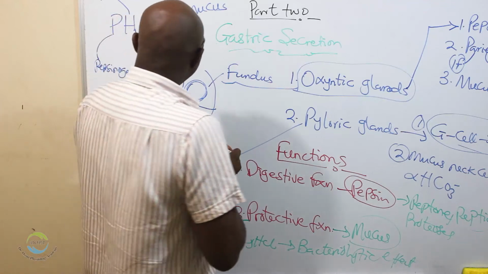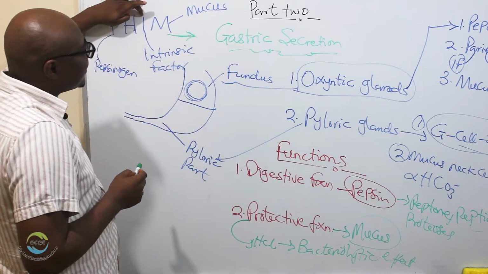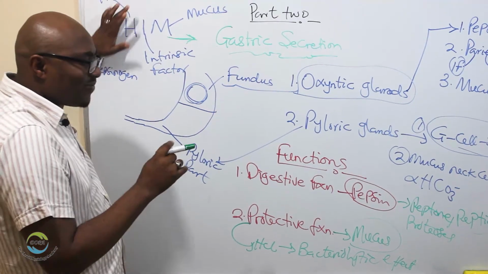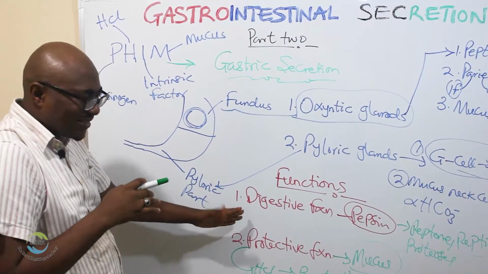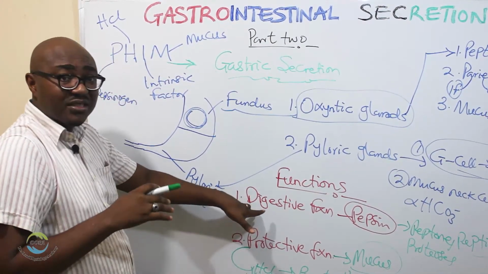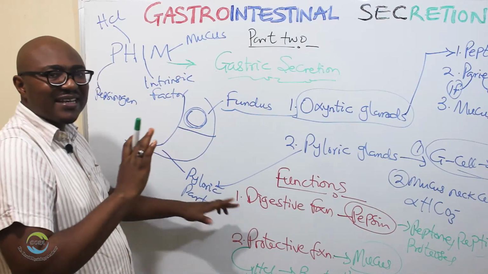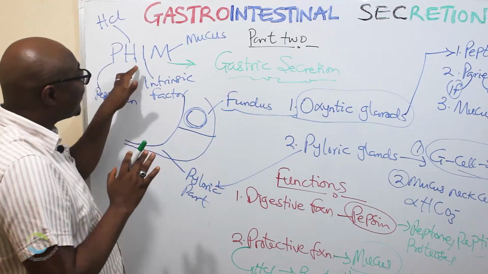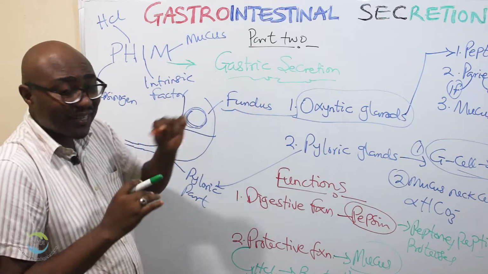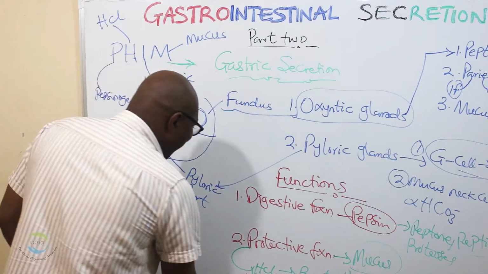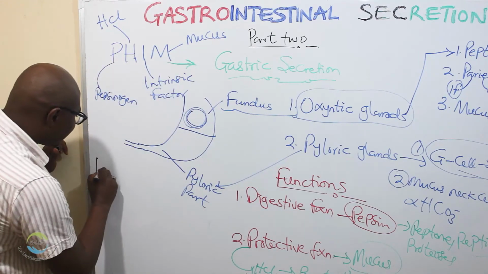Then, now let's talk about intrinsic factor. It doesn't have any function per se as it really relates to the GIT, but it has another function. It's secreted with hydrochloric acid, remember, from the parietal cells. So let's just put it aside. Intrinsic factor.